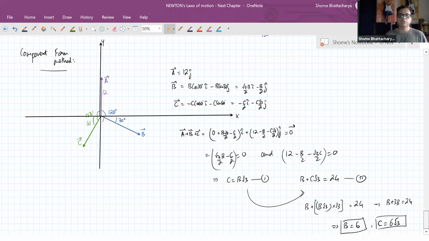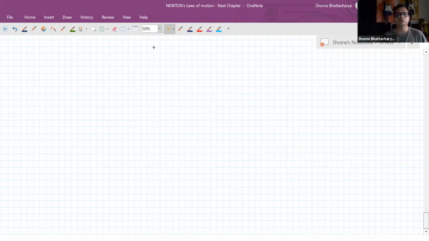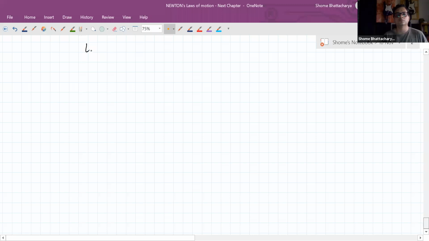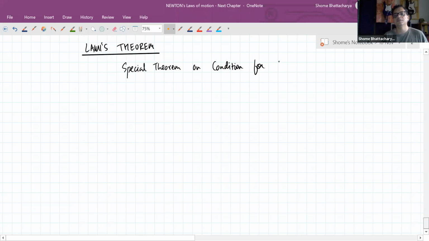Okay, so hope this method is also clear to all of you. Now we will end today's session by learning a special theorem called Lami's theorem, which is basically a special theorem on the condition for specifically the sum of three vectors to be a null vector, or for equilibrium of three forces type of situation.